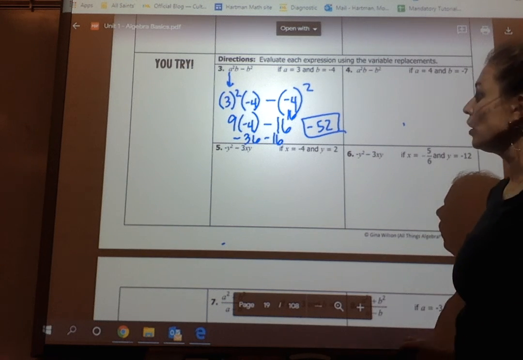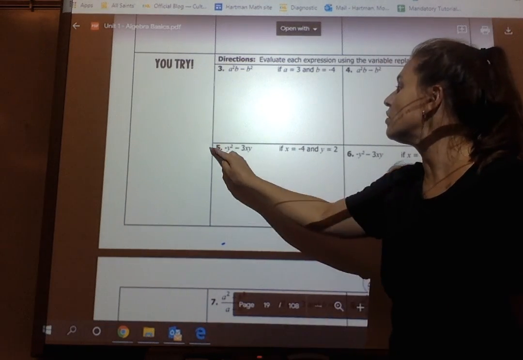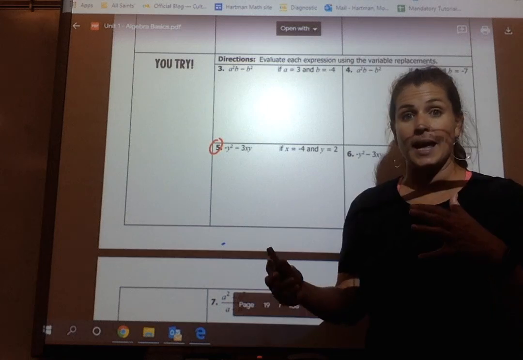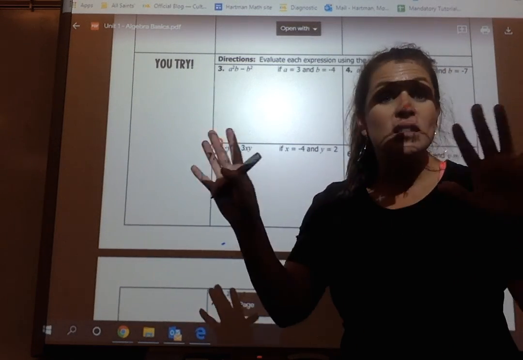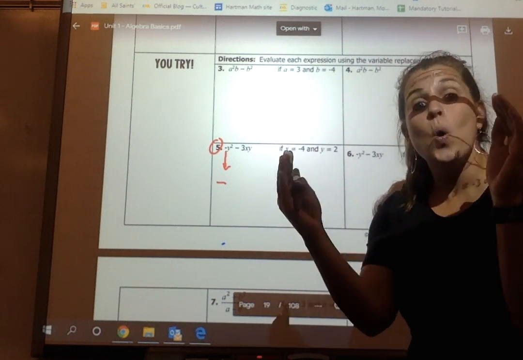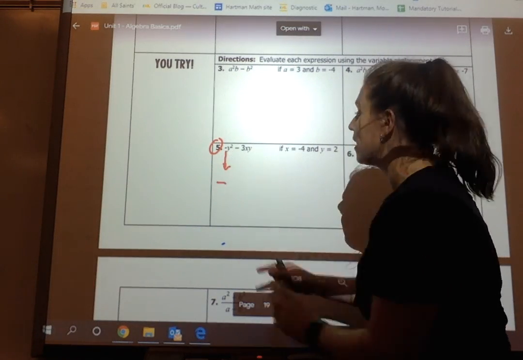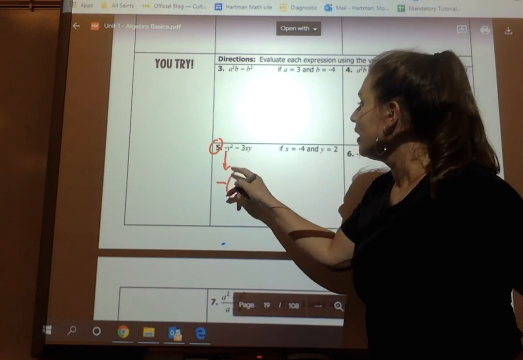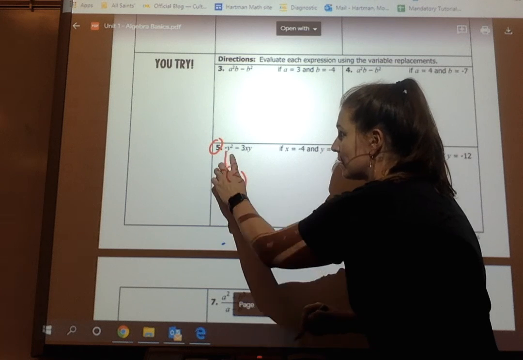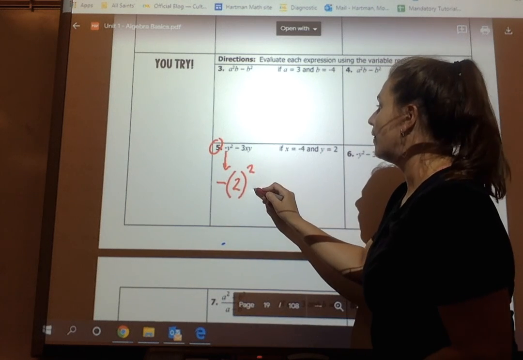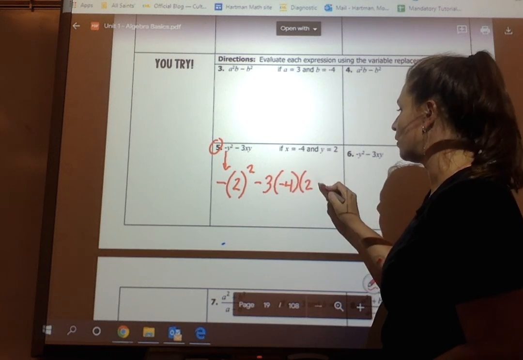All right, let's take a look at number 5. Again, highlight this, because this is where students typically make a mistake. I bring down that negative sign. Negative does not go in parentheses. The only thing that goes in parentheses is the value of your y. So that negative is outside, and then I bring in y, which is 2. So 2 is in parentheses, and then it's squared, and then minus 3 times -4 times 2.